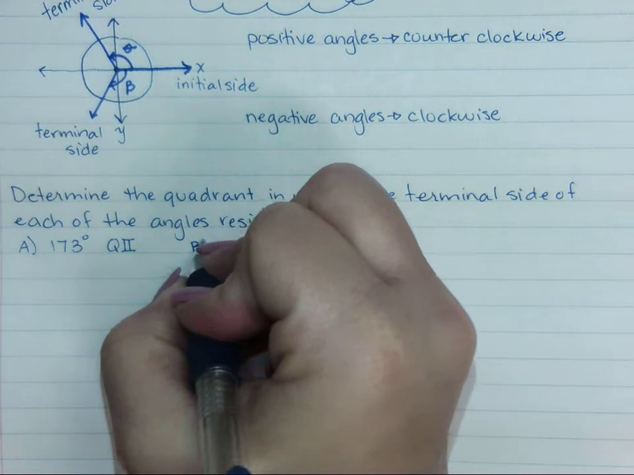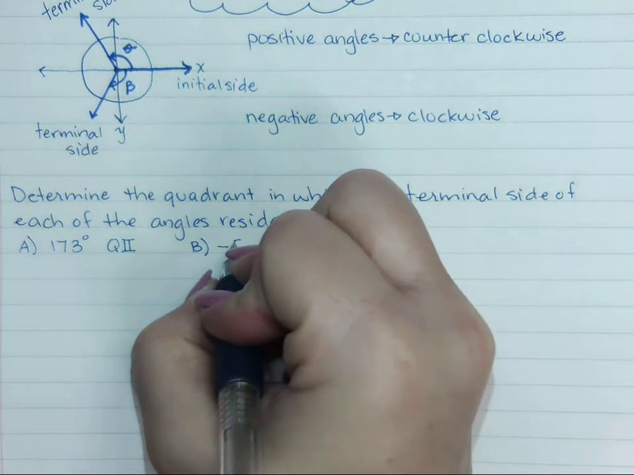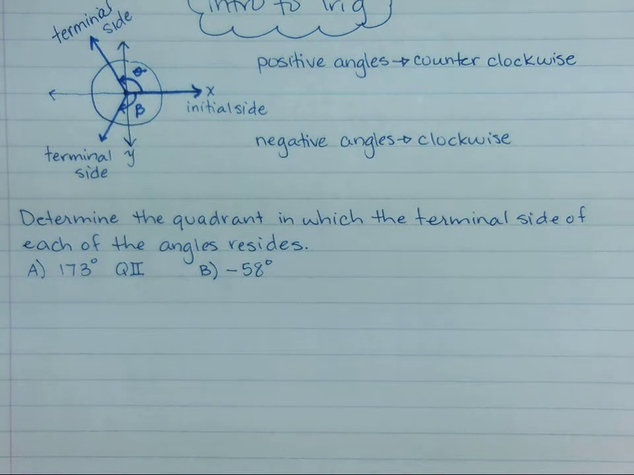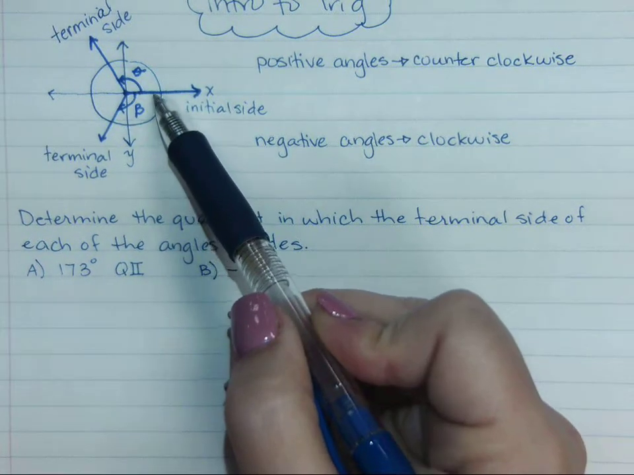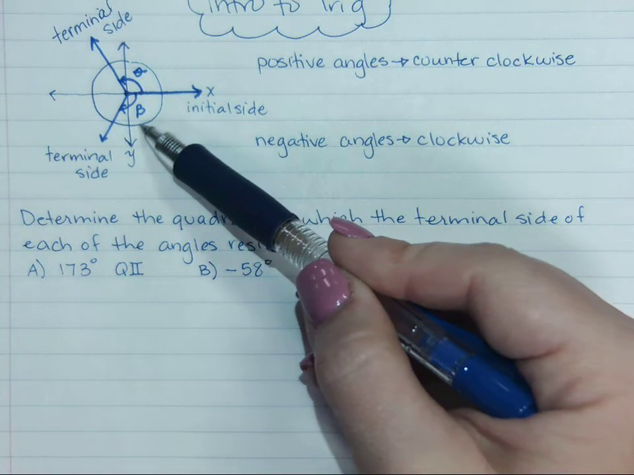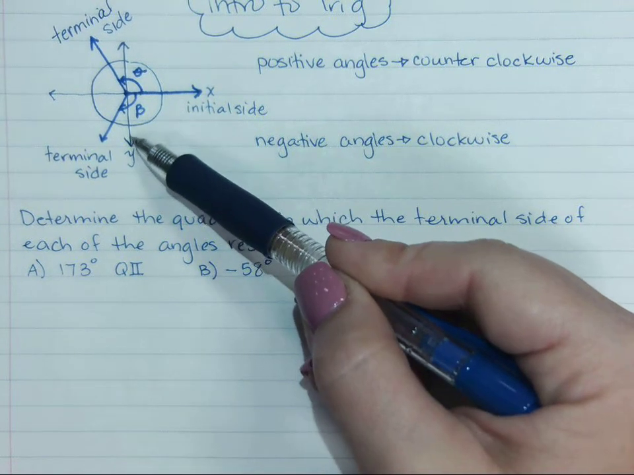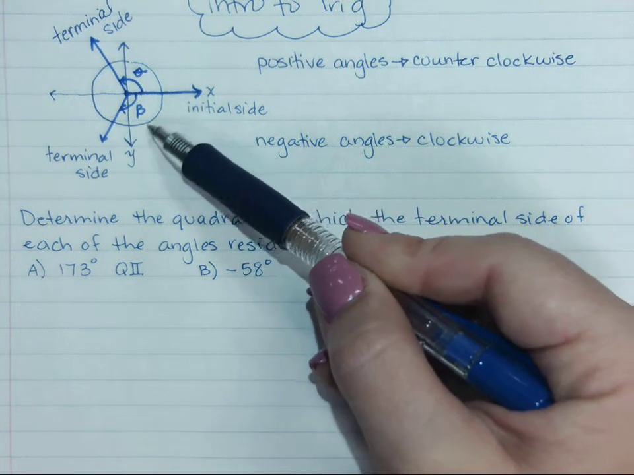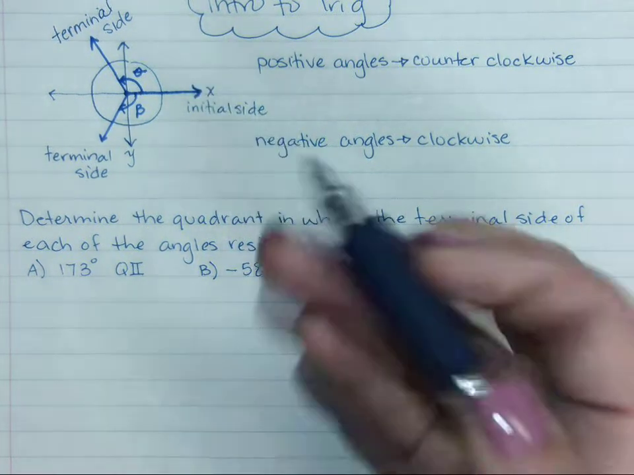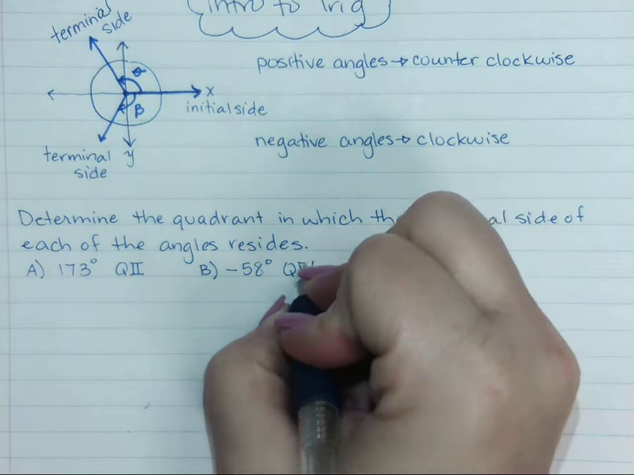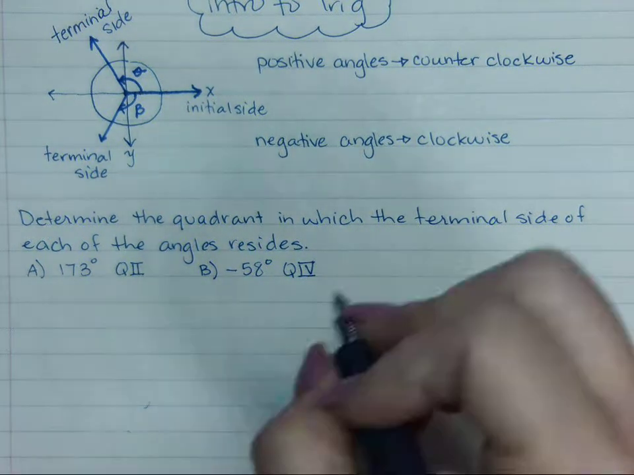Same thing with negative 58 degrees. Negative 58 degrees means that I went in a clockwise direction. To start from here and go all the way down to that first axis is 90 degrees. So negative 58 means I went this direction, but I'm somewhere in this area, and that's in quadrant 4. Again, Roman numerals to show quadrant 4.